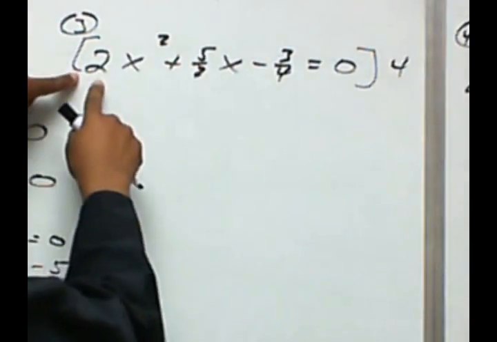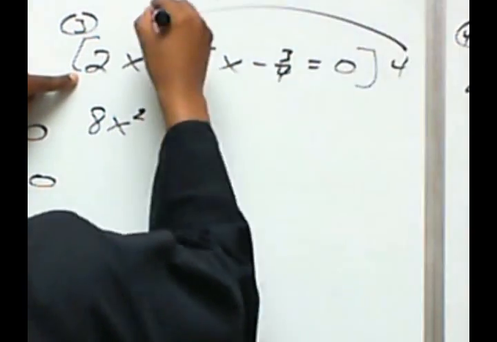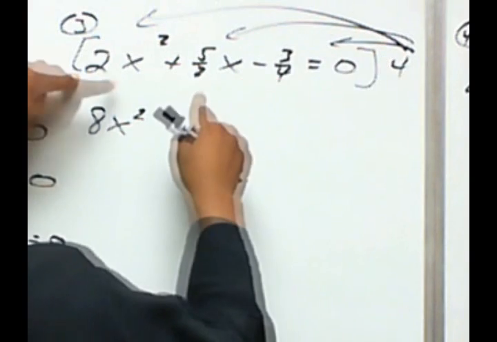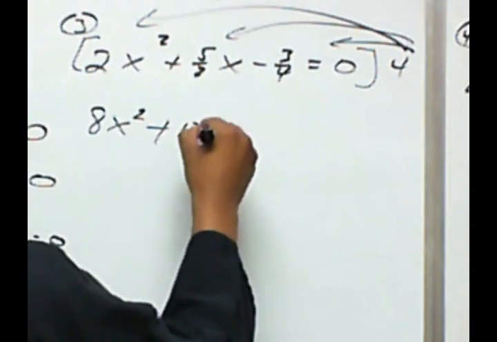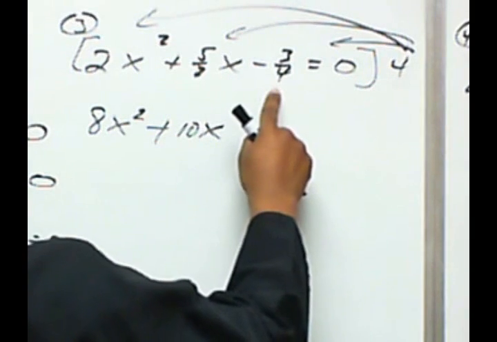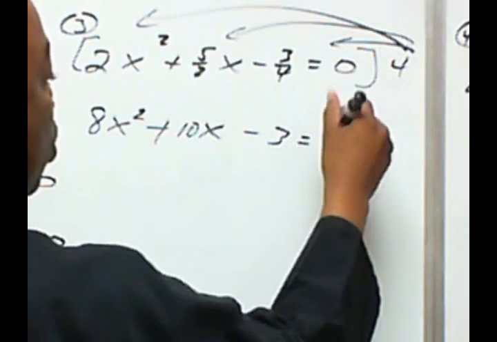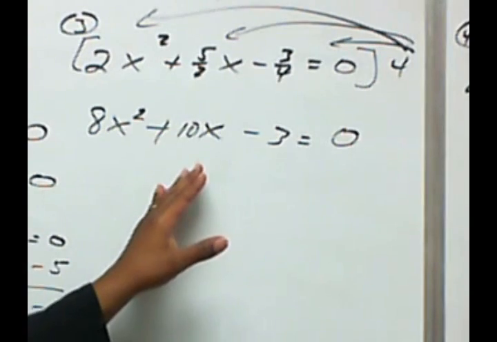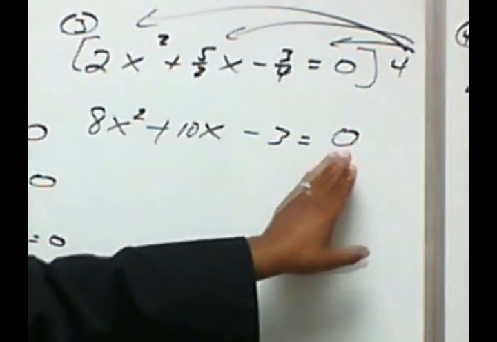Distributing 4 gives us 8x squared. 4 divided by 2 is 2 times 5 is 10. And 4 divided by 4 is 1 times -3 is -3. 4 times 0 is 0. So this is our quadratic, simplified without the fractions, and it's set equal to 0.